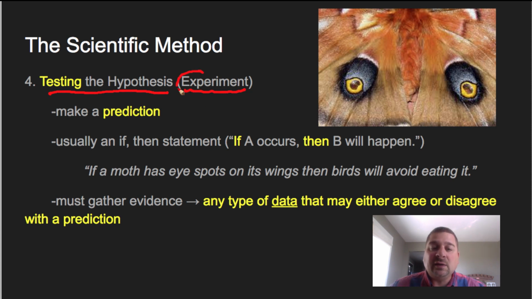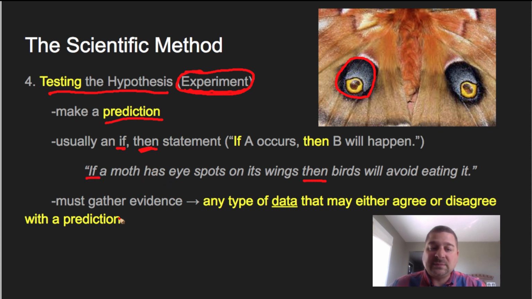We'll have another video here that will go into more detail about experiments, the different types of things you need in an experiment. But we're going to make a prediction, usually in an if-then statement. If A occurs, then B will happen. So we make a prediction to run our experiment to see if that actually happens or not. So in our prediction that these eye spots on the moth wing will help keep away birds, if a moth has eye spots on its wings, then birds will avoid eating it. See, we made an if-then statement or a prediction.